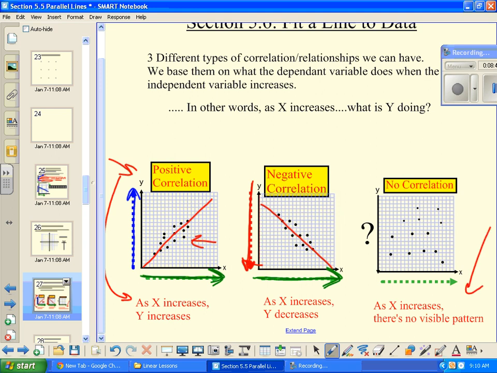No visible pattern as x increases. I do want you to write down each of these three graphs and then the little red phrase below here with it, because that's what's describing what's happening.